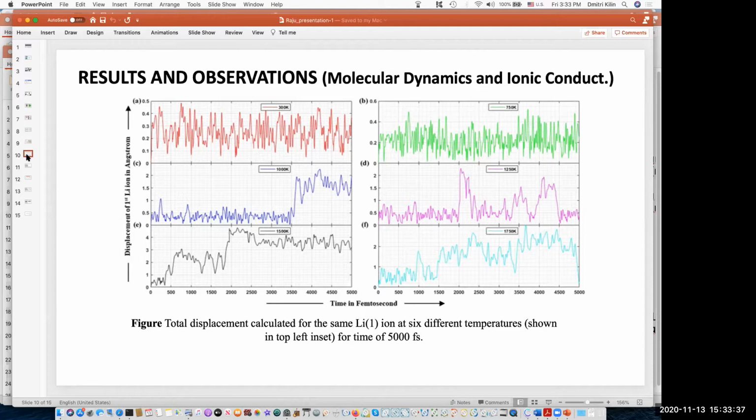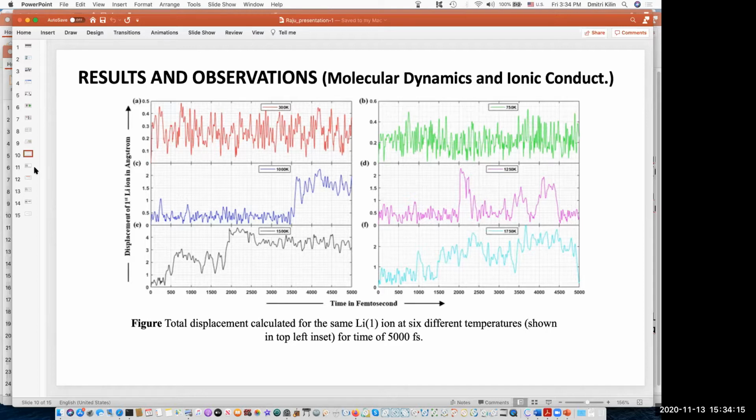So that's why, and also from the movie, it was clear that at the initial position, it was just making the vibration. It was not moving from its original position. So you can see at 300 Kelvin and 750 Kelvin, it doesn't make a move. It just starts to vibrate. But when it is 1000 Kelvin, you can see at 3500 femtosecond, it makes a jump.